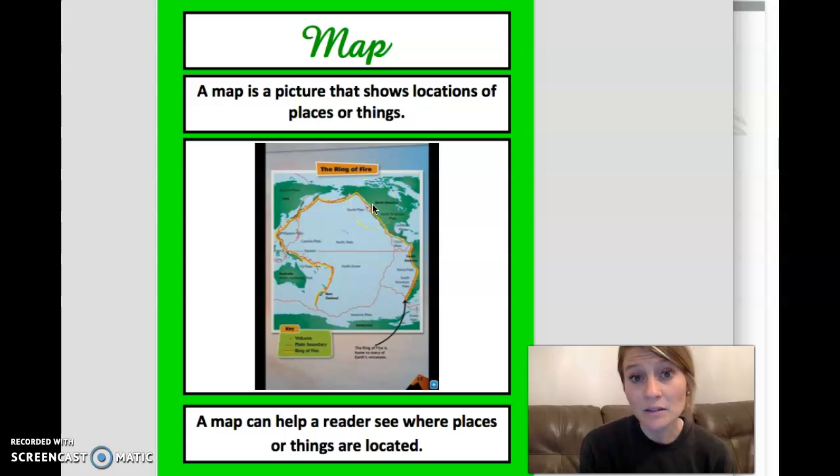Now, maps can be tiny. It could be a map of your bedroom. We did a lot with maps before school was out. It could be a map of a country. But a map is a picture that shows where things are located or the place of something. And maps help you as a reader see where things are at.